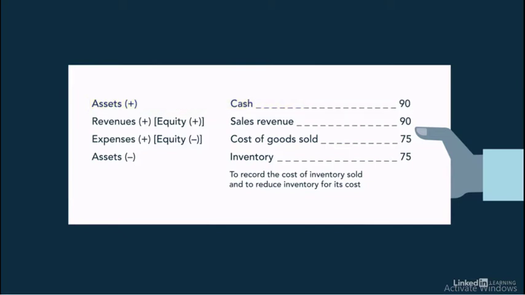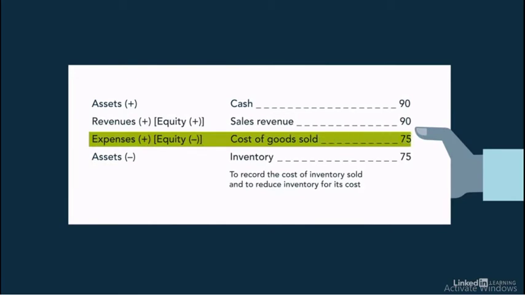Now, in this example, inventory costing you $75 is being sold for $90 in cash. Note that the cash account goes up again. Cash, an asset, goes up with a debit. Sales revenue increases with a credit. Both the debit and the credit are in the amount of $90.